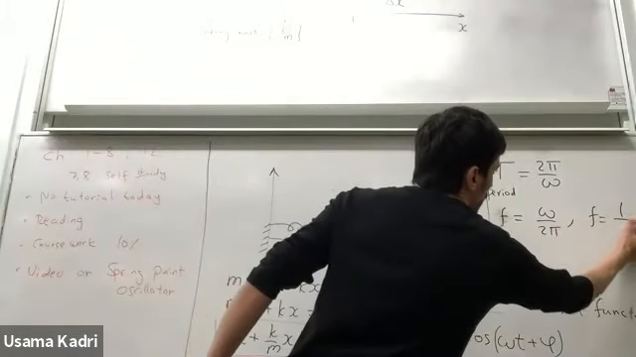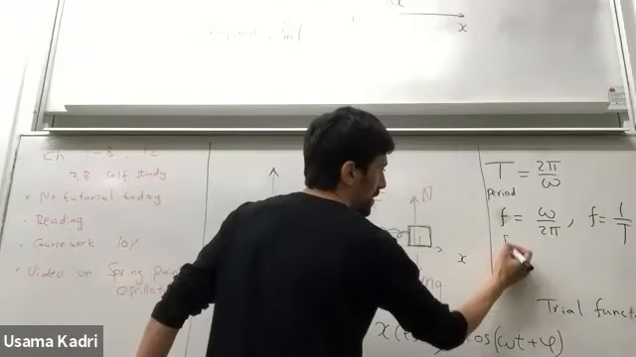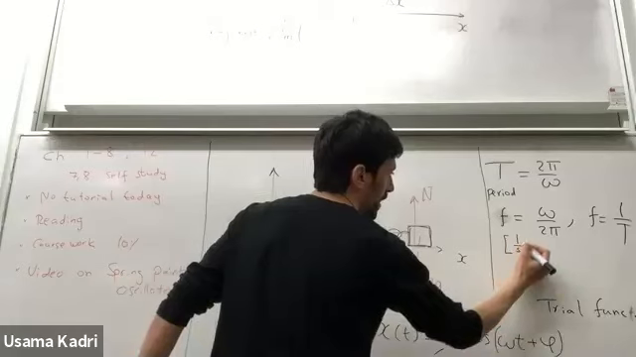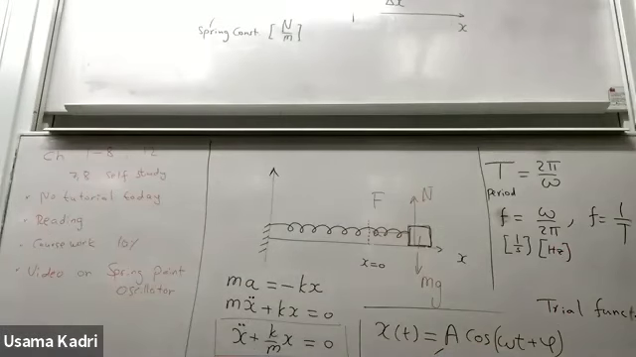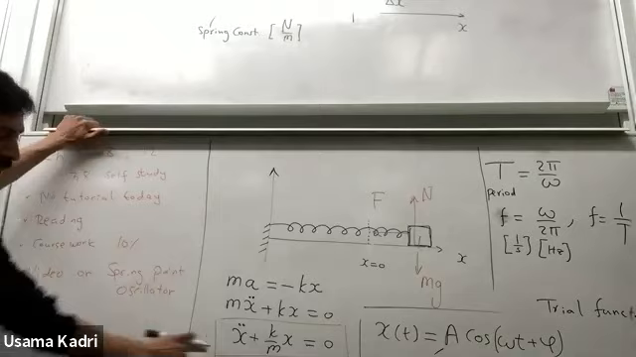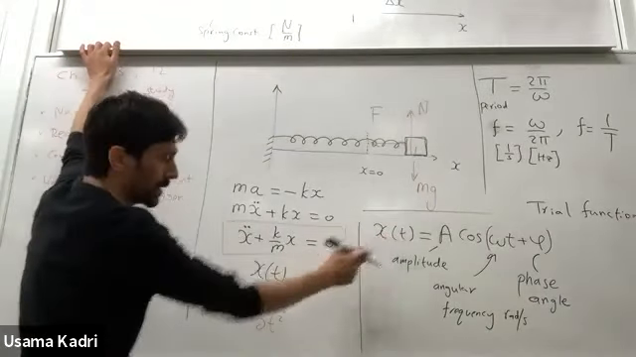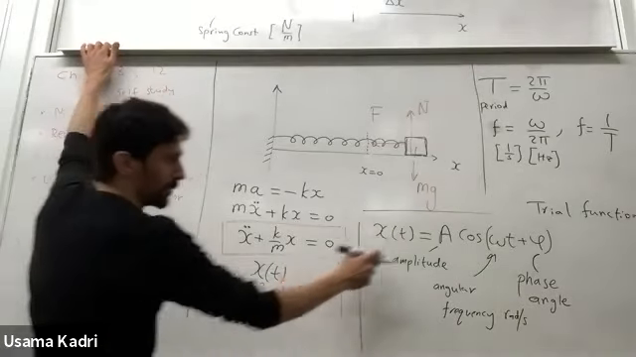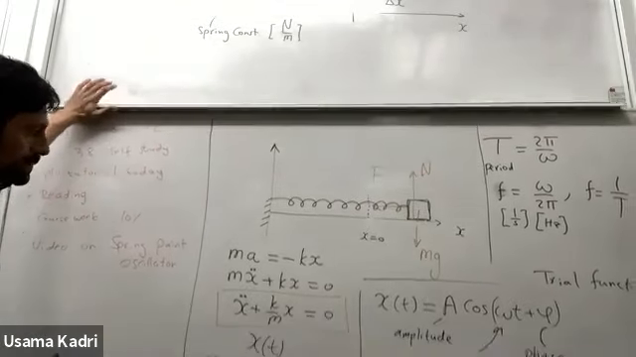So it would also be 1 over T. And this has units of 1 over second, or simply hertz. You've seen this already before. All right. So what we're going to do now, we're going to substitute the trial function into the differential equation in order to find the constants that we have there.